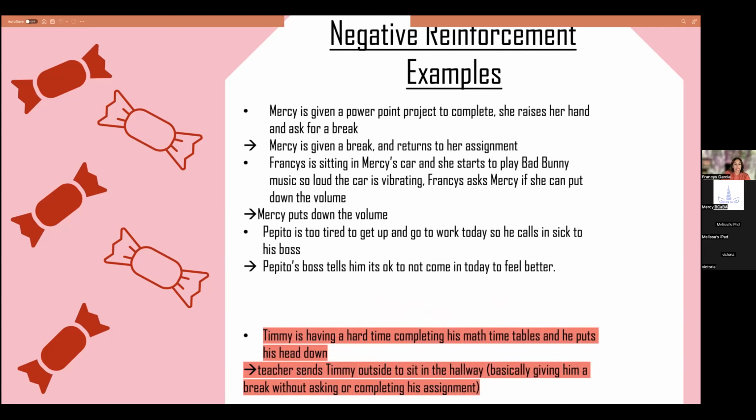So here are the examples I provided for you guys. So Mercy is given a PowerPoint project to complete. She raises her hand and asks for a break.